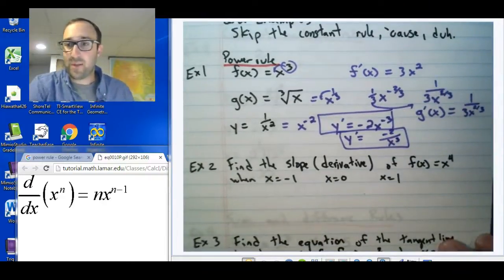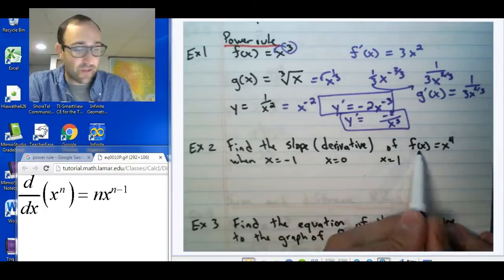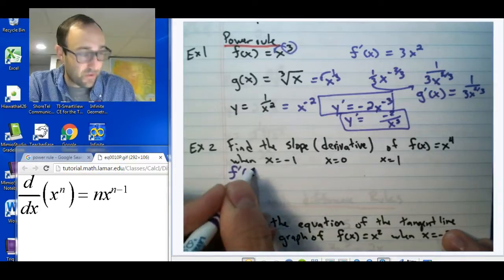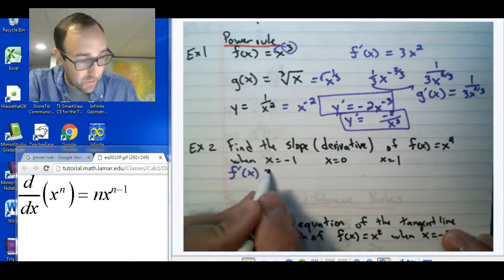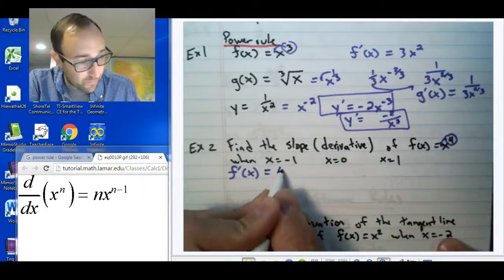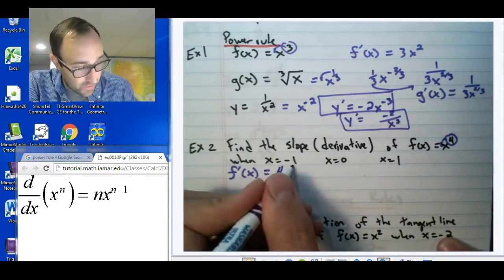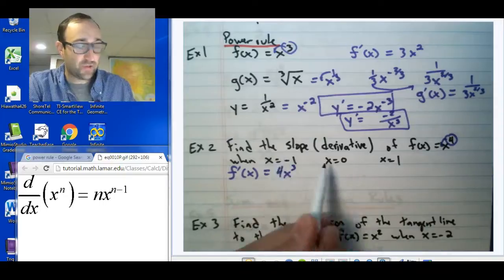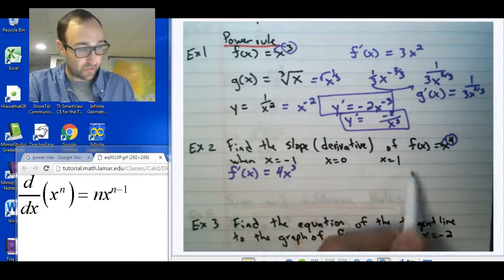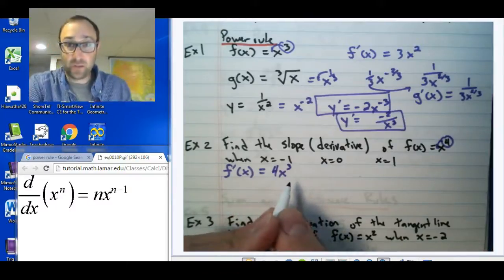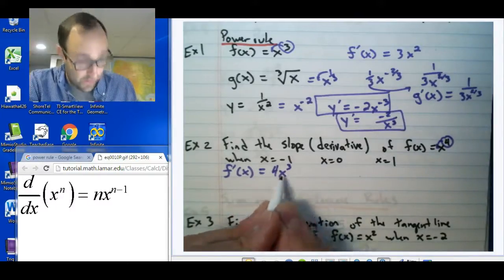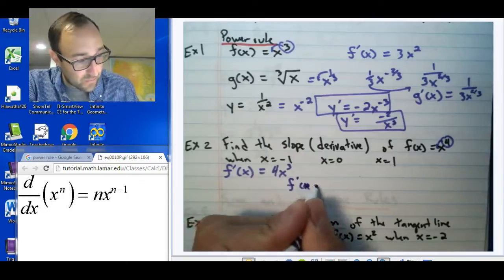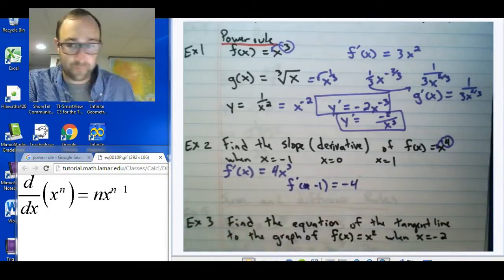Here's example 2. Find the slope, aka derivative, of f of x equals x to the 4th, when x is negative 1, 0, and 1. So the first thing we're going to do is find f prime of x, and then we'll plug in those numbers. f prime of x is going to equal, this number goes in front, 4x, and then take it down a power, so 4x cubed. Now if I want to differentiate this function at those points, all I have to do is plug in negative 1, 0, and 1. If I plug in negative 1, negative 1 times negative 1 times negative 1 is negative 1, times 4. So f prime of negative 1 is going to equal negative 4.